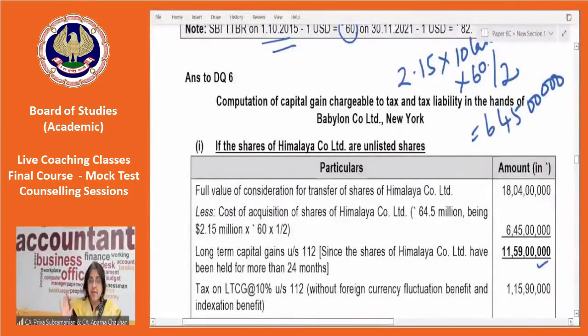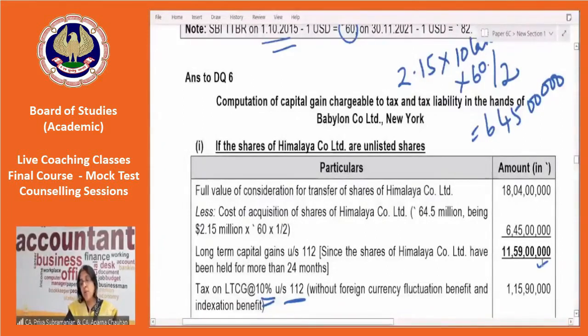You don't get the benefit of indexation. This is taxable under 112 at 10%. Unlisted shares, held for more than 24 months, so long term, it's taxable at 10% under 112 without foreign currency fluctuation benefit and indexation benefit. Suppose foreign currency fluctuation benefit was available, I should have computed both in foreign currency, then taken the net figure, then converted it into Indian rupees. But in this case, the section clearly says that you cannot avail that benefit. So I have to directly compute it in Indian rupees.